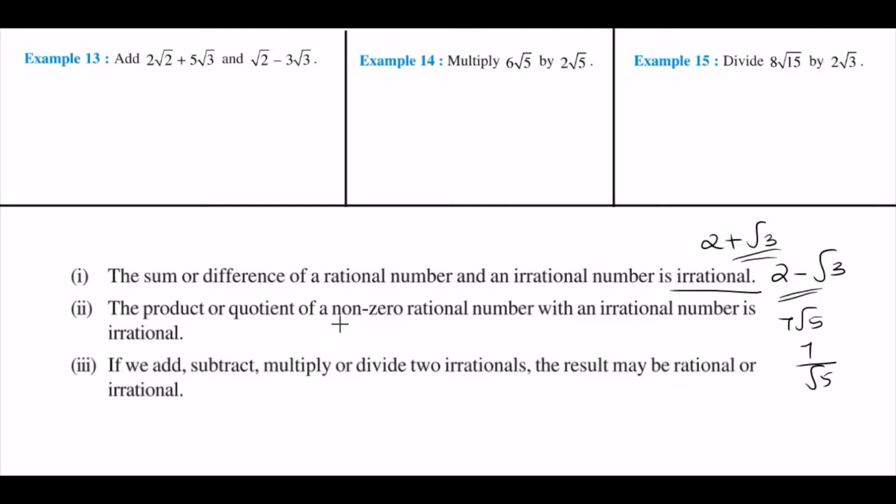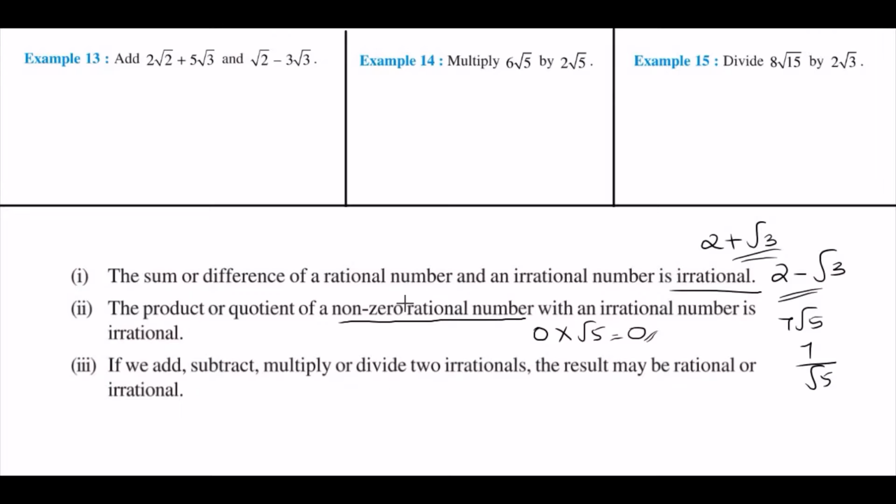One more thing you have to notice: when you do the multiplication of the rational number 0 and an irrational number, you will get a rational result. In a similar way, when you divide 0 by root 5, you will get 0. So you should always select a rational number that is non-zero. That means you should not select 0. You should select some other number with an irrational number. Then you'll always get an irrational number as the answer. And if we add, subtract, multiply or divide two irrationals, the result may be rational or irrational. That is, when you do the basic operations on two irrational numbers, the result may be rational or irrational.